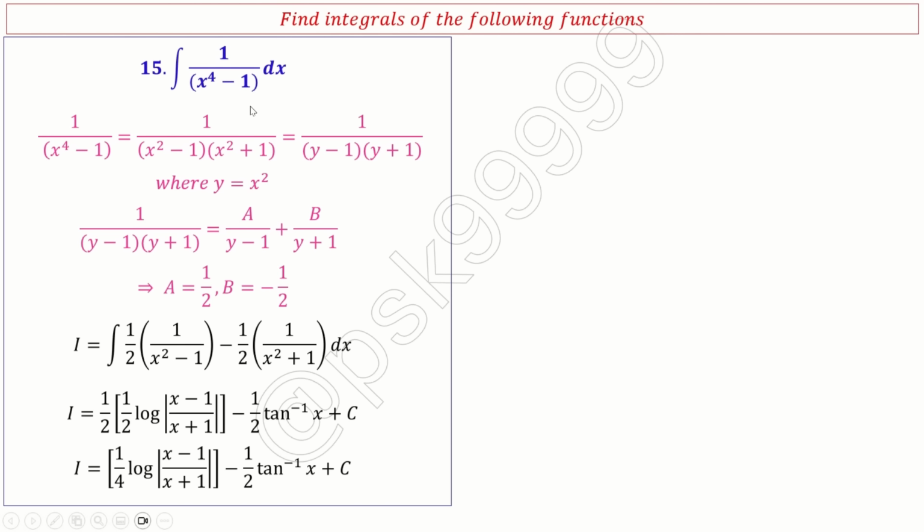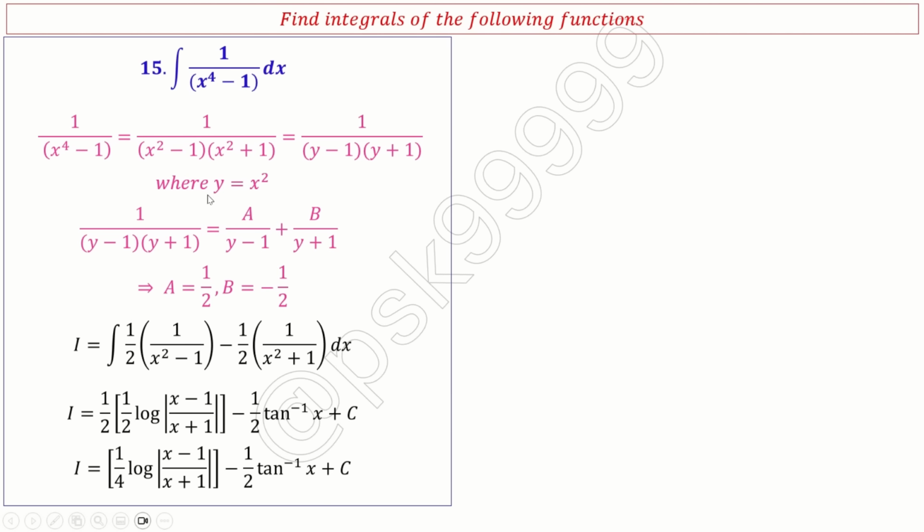1 by x to the power of 4 minus 1. I will write x to the power of 4 minus 1 as x square minus 1 into x square plus 1. So I can actually go ahead and do a by x minus 1 plus b by x plus 1 plus cx plus d by x square plus 1. I can do it that way also. This is the other way.